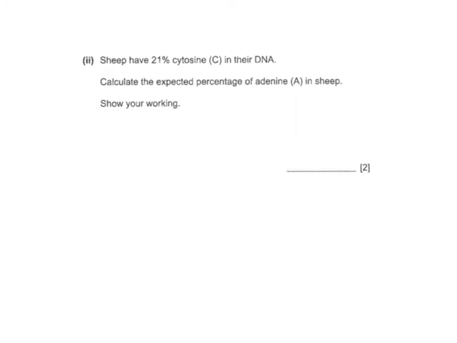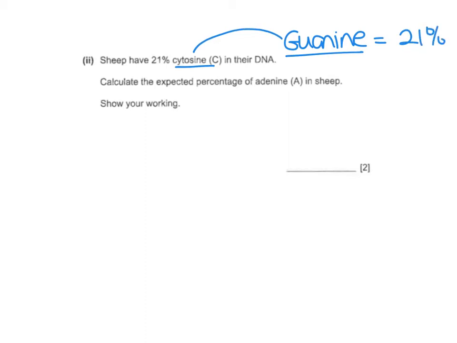Yes, here's the calculation then that some of you found tricky. So sheep have 21% cytosine in their DNA. Straight away, cytosine, you know that it binds to guanine. So for every cytosine molecule, there will be a guanine molecule, so you know that guanine therefore must also be 21%. So C and G together, 21 plus 21 is 42%.